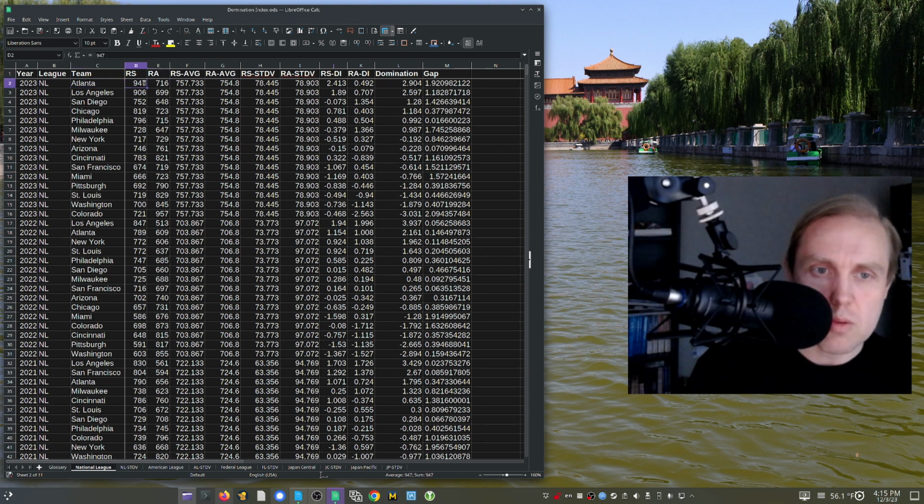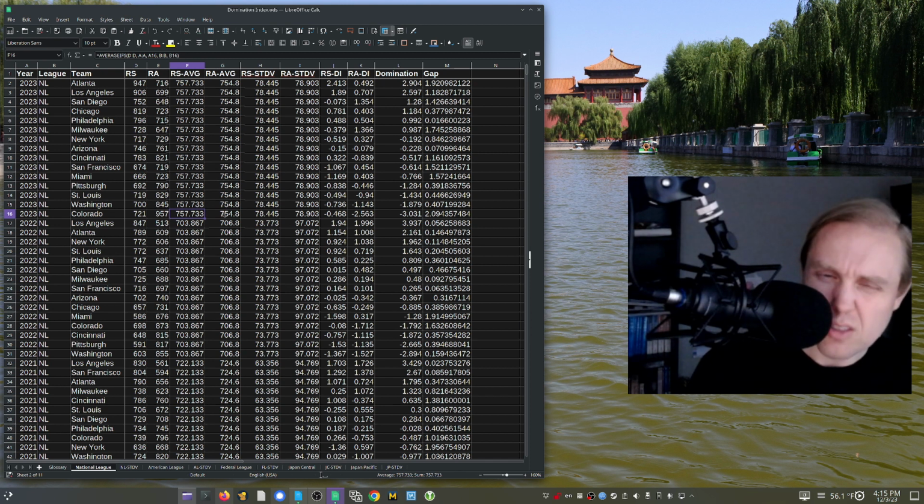We'll look at the number of runs scored for each team and the number of runs allowed. Now, that'll give us an average number of runs scored and runs allowed in each league. You wonder, why are these two different? Well, it's because of interleague play. So interleague play does screw things up a little bit, but not too much. We also want to look at the standard deviation of runs scored and runs allowed for each league.